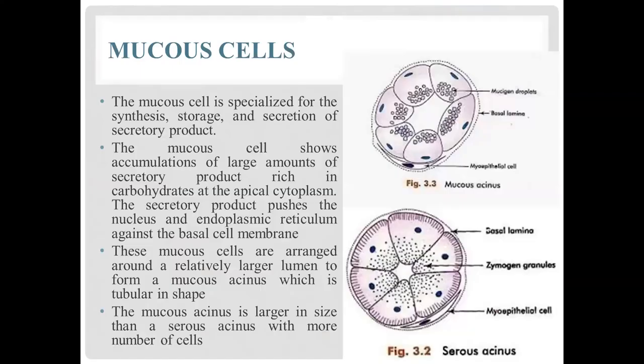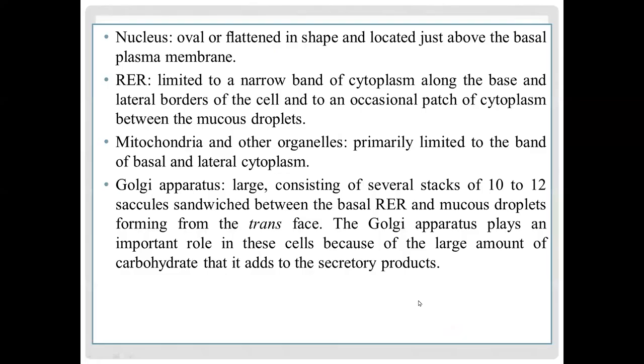And this is the mucus cells. So mucus cells are mainly for the secretion of secretory products. You can see so many mucus droplets. So it consists of larger amounts of secretory products. These secretory products are rich in carbohydrates at the apical cytoplasm. Then they have a relatively larger lumen when compared to that of your serous. Then the mucus cell is also larger in size when compared to the serous.